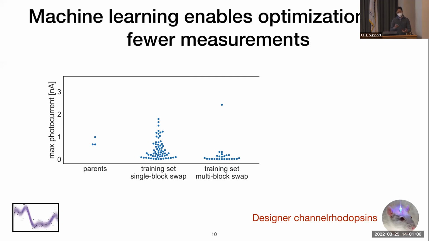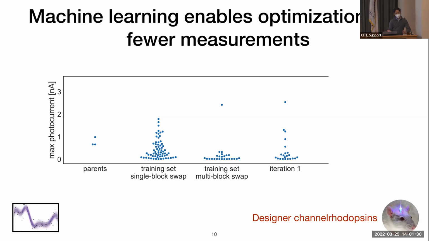We also made some much more diverse variants. Most of these, we made, I think, 120 of these. There are not 120 points there because most of them don't localize. And the ones that do, almost all of them have no photocurrent. But there is one that's really good. It's almost 3 nanoamps. So there's no machine learning yet here. There are some stats to pick the block swaps to be as diverse as possible.